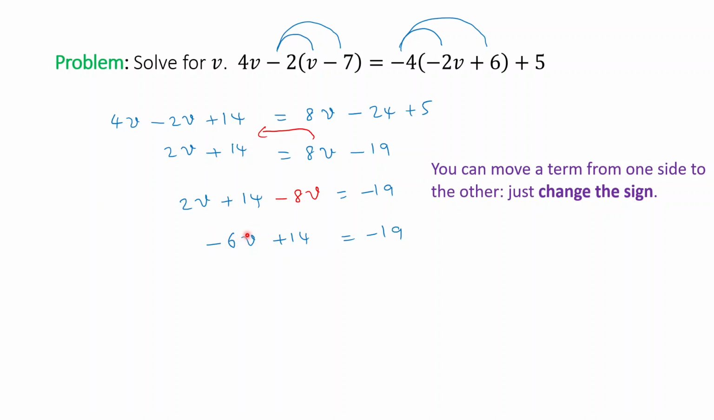Now you need to isolate this term. To isolate this, you need to move this to the right hand side. That is negative 6v is equal to, so move this to the right hand side. So here you have negative 19. So positive 14, if you move to the right hand side, this becomes negative 14.